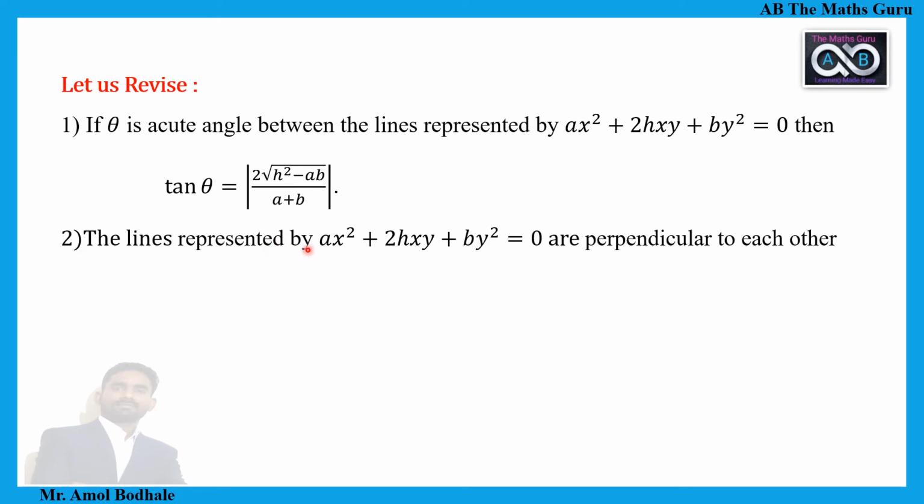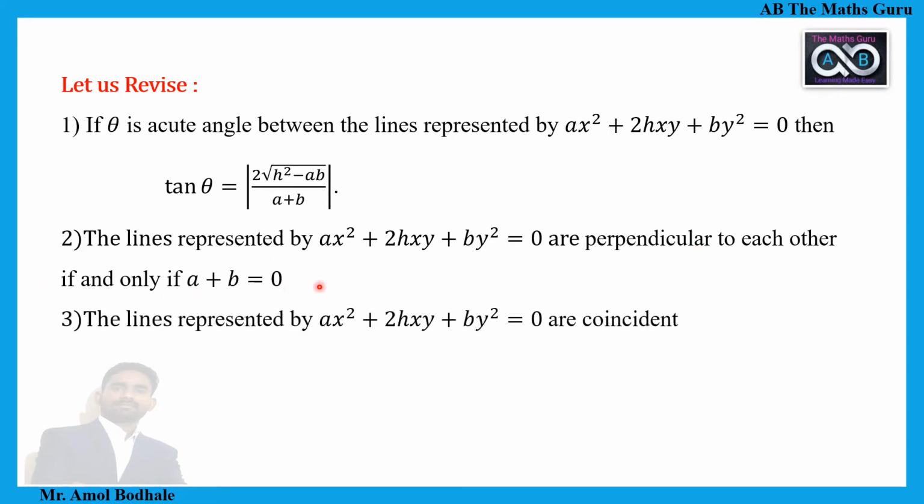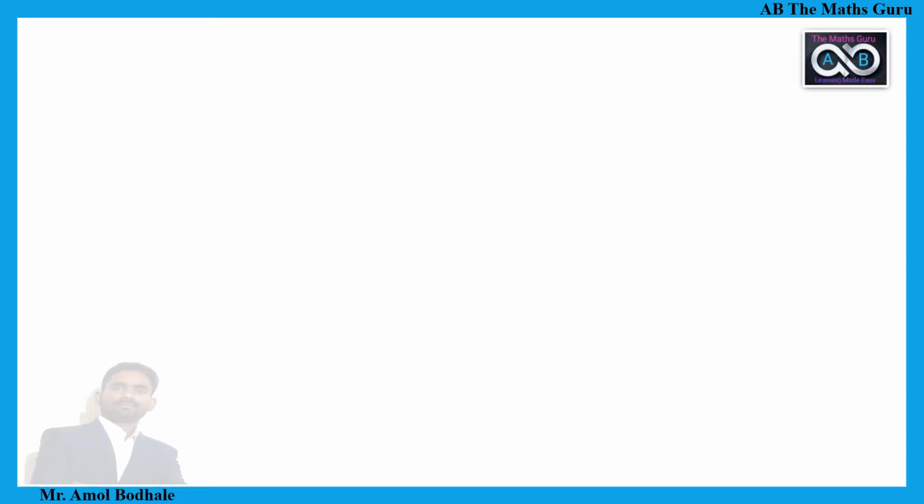The lines represented by ax square plus 2hxy plus by square equal to 0 are perpendicular to each other if and only if a plus b equal to 0. The lines are coincident if and only if h square minus ab equal to 0. So, to solve the examples from exercise 4.2, we must know these 3 points. Let us start the examples from exercise 4.2.